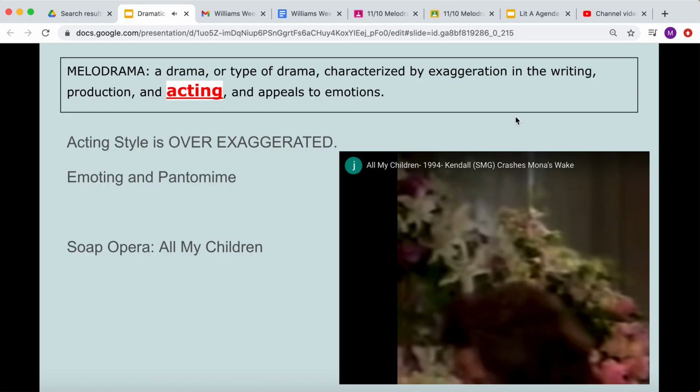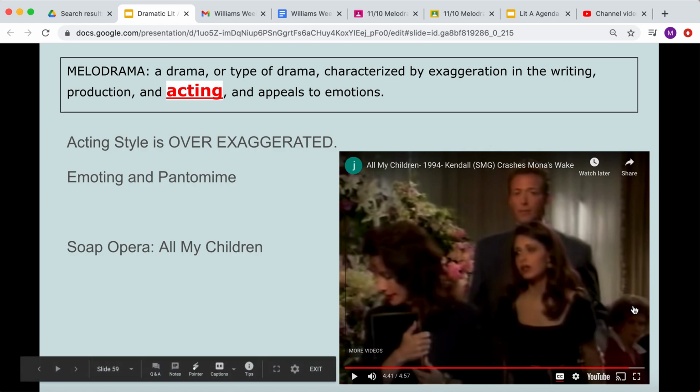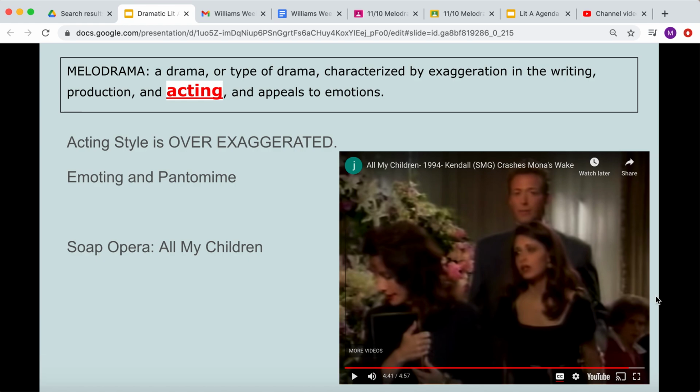So the acting is over exaggerated. While this is a scene that could happen in real life, there's not going to be dramatic music playing in the background, and there's not going to be pauses for the audience to gasp and wonder what's going to come next.